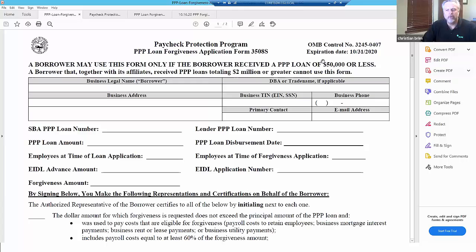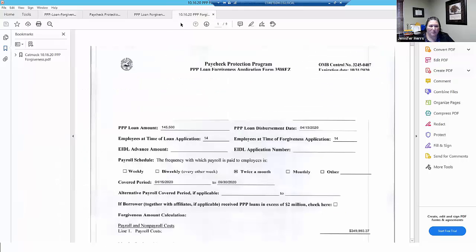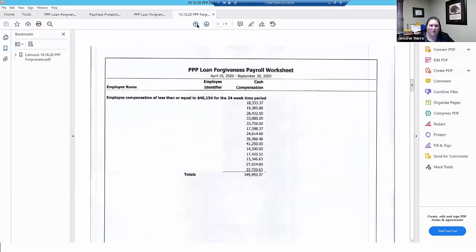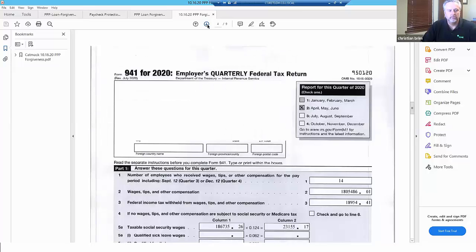So when you say payroll information, what does that look like? Payroll information looks like we have 5940. This is a form from our software. Other payroll software might have it, but I blanked out the name and the identifier. It'll have per employee how much was paid in that time frame in your 24 weeks. Okay. And that is what they want. And then they want the 941s for that time period as well.